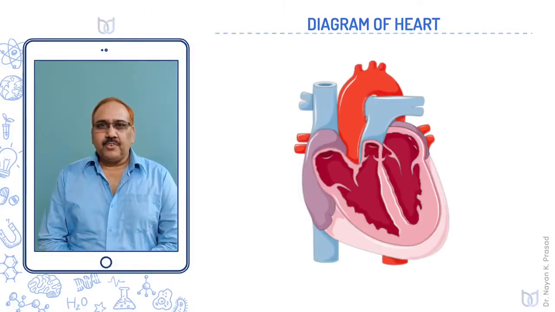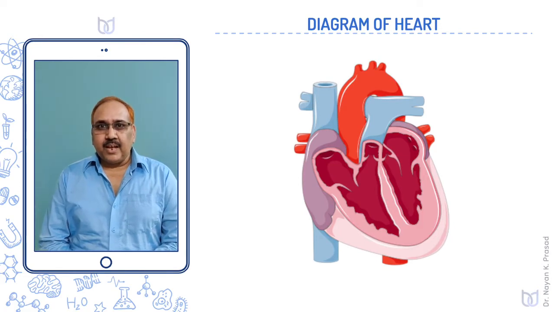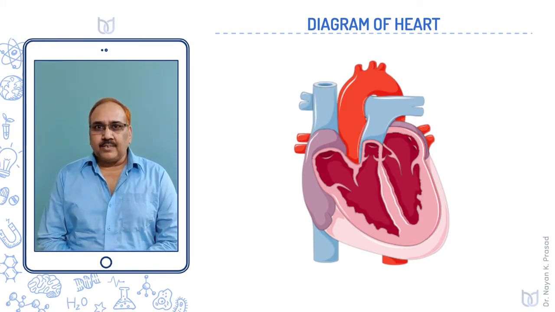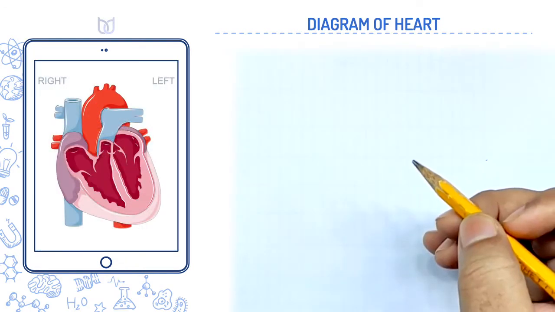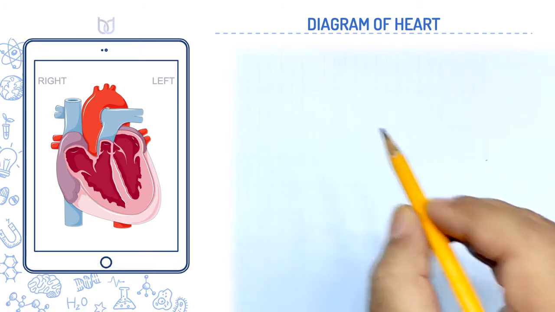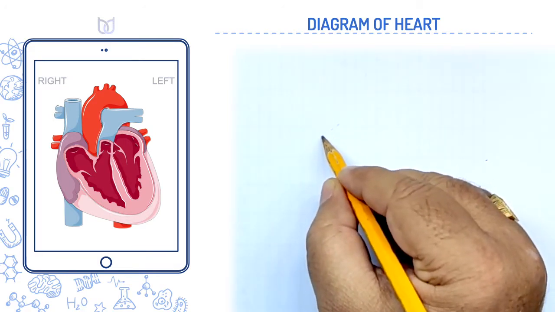In our previous session, we have learned about the blood circulation and structure of heart. Before starting the discussion about working of heart, let us see how to draw the diagram in an easy way. Remember the shape of the heart. Last time we have seen that heart is almost conical in shape.